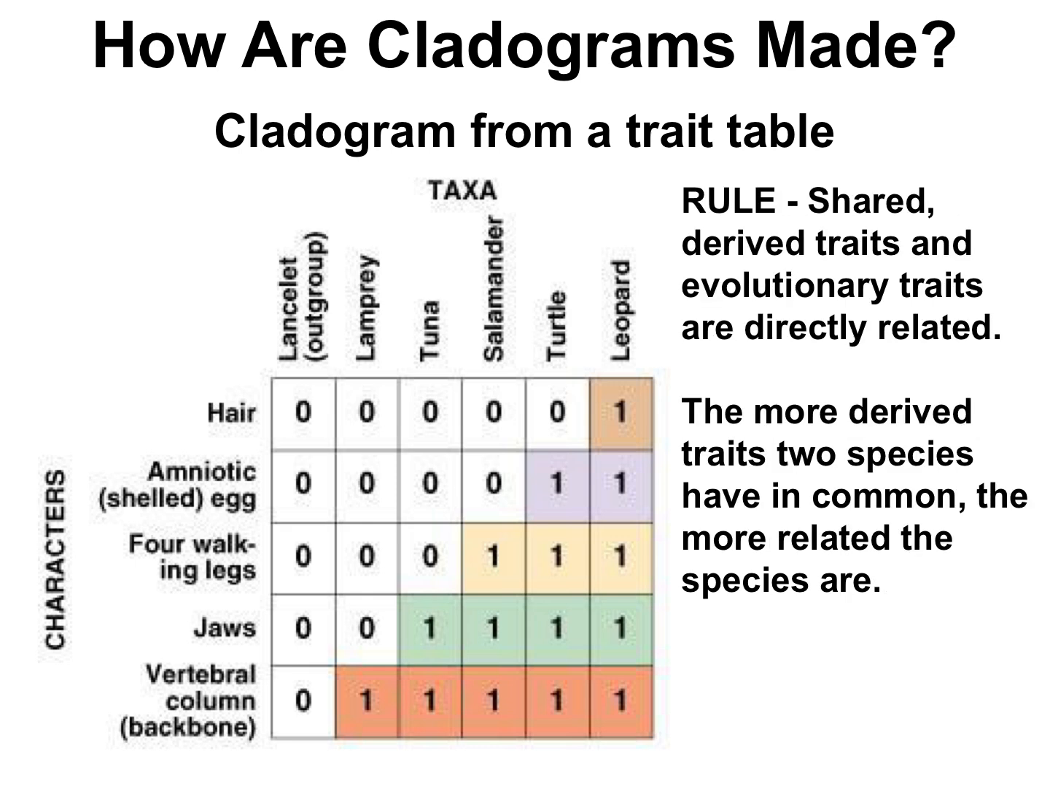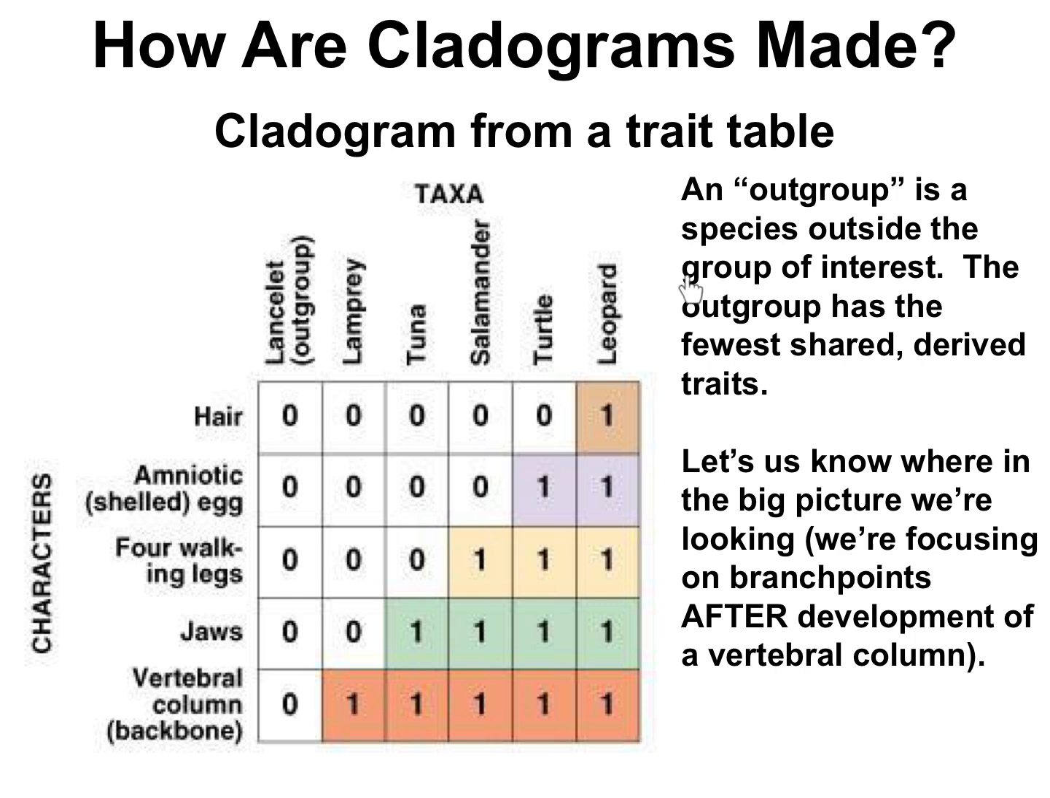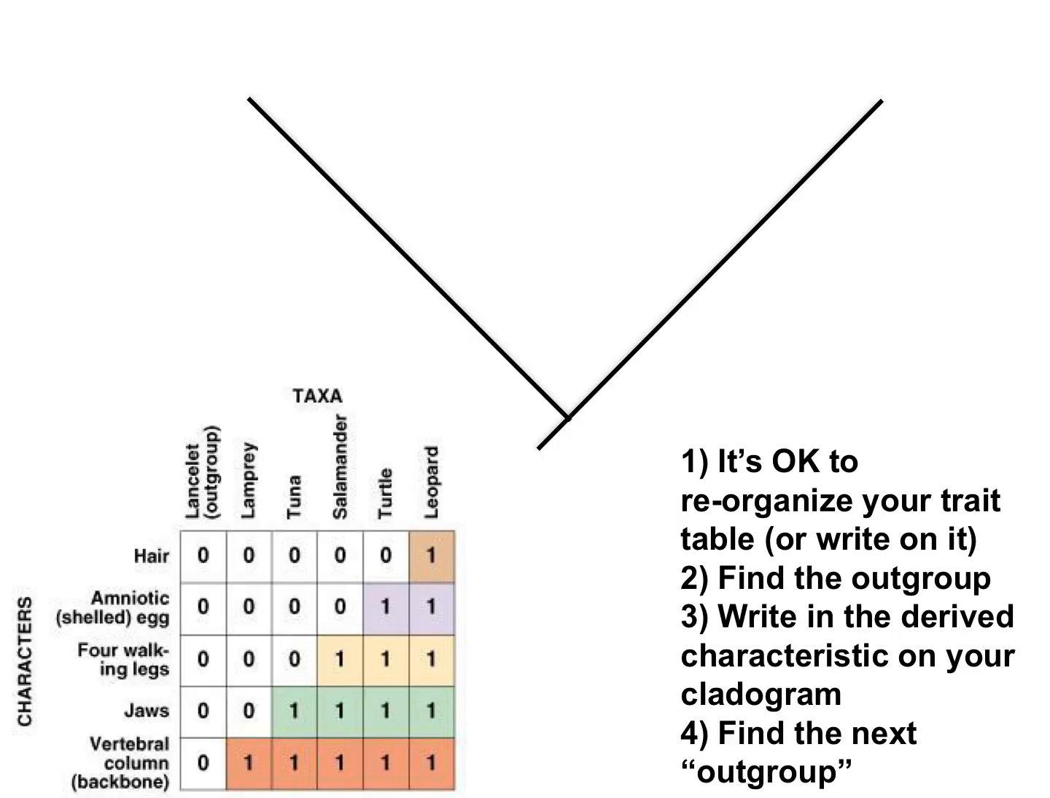It's important to clarify a rule here. The more derived traits two species share, the more related those species are. And this is important when setting up cladograms. Another key understanding is the concept of an outgroup. The outgroup is the species with the fewest derived traits shared with the group. The outgroup is a reference point because the outgroup is a lineage just outside of the other organisms being considered in the analysis. Now let's make a cladogram.